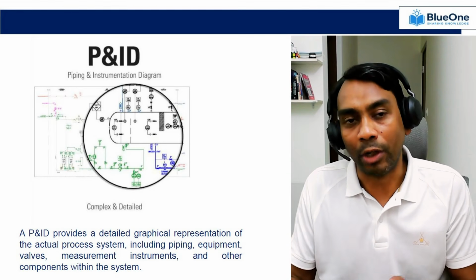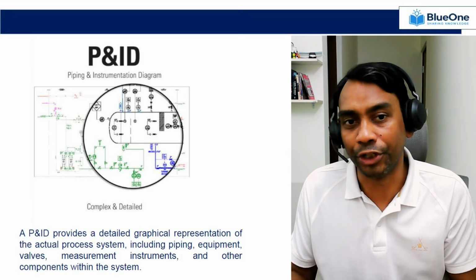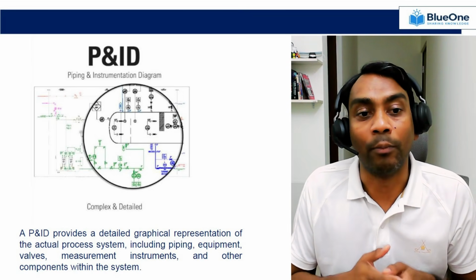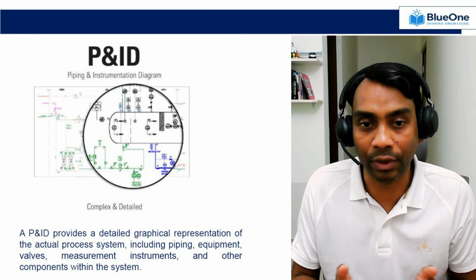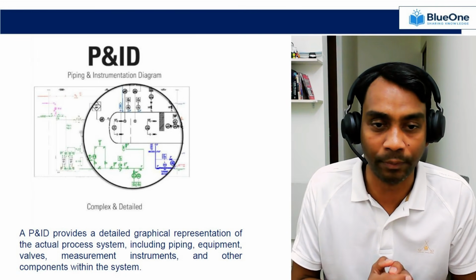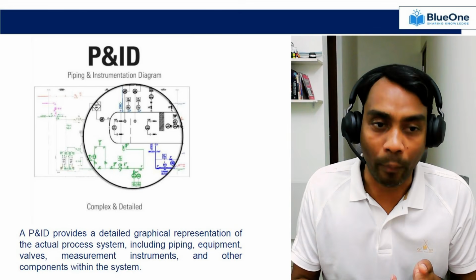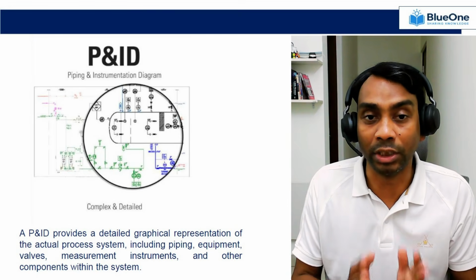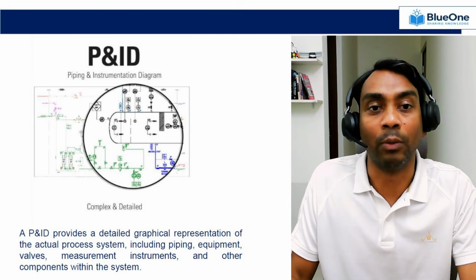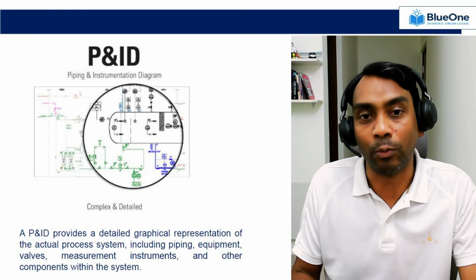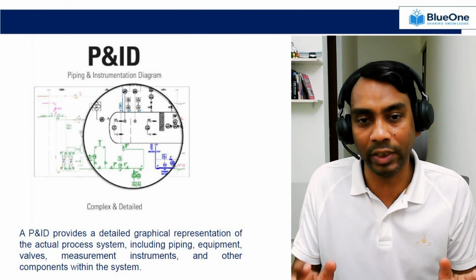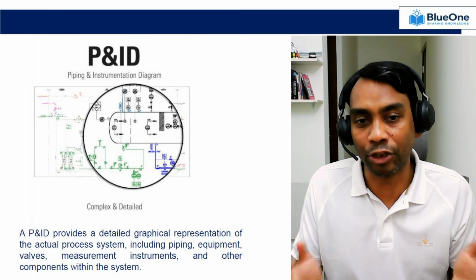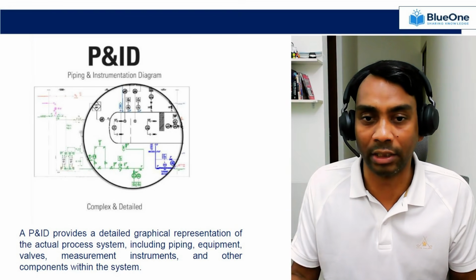Now we are moving to the P&ID, piping and instrumentation diagram. It is the more complex and more detailed version of the PFD. A P&ID provides a detailed graphical representation of an actual process system, including piping, equipment, valves, measurement instruments, and other components within the system. It will have nodes, process safety related information, and process control loops, and it will make a very detailed process flow where you can visualize how your actual process is going to behave and look.